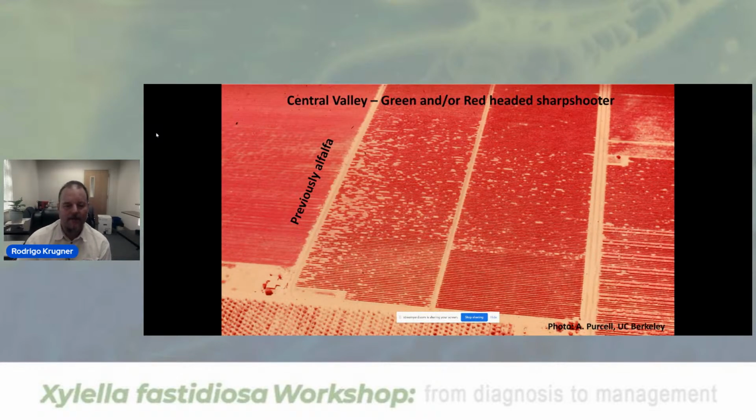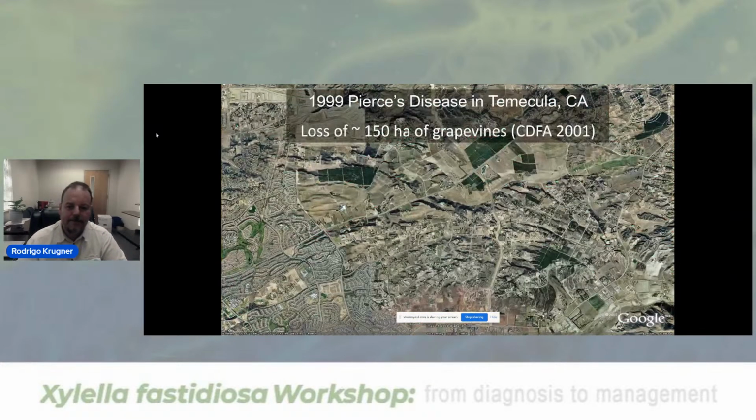This is in the Central Valley. So this is green sharpshooter and red-headed sharpshooter territory. This is a photo taken by Sandy Purcell many years ago, and where it says previously alfalfa. So alfalfa is a good host for the sharpshooters and also Xylella fastidiosa. So sort of the same principle here. Sharpshooters are moving into the vineyard, dropping the bacteria, and then the next year, the next ones will pick it up and then spread sideways.